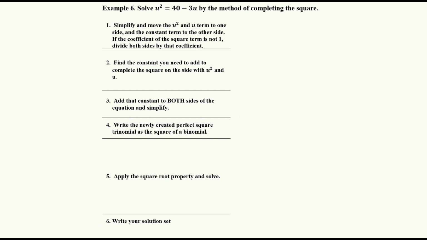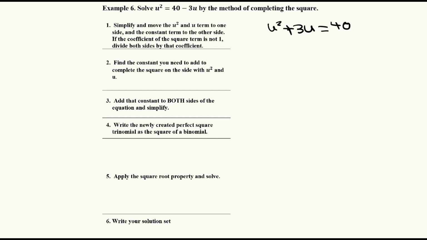Okay, so we have another problem here. You should definitely try on your own before you rejoin the video. All right, so we can see here that we need to go ahead and get u squared and 3u on the same side. So we get u squared plus 3u. And on that side, 40 is already sitting, so we just leave it where it is.